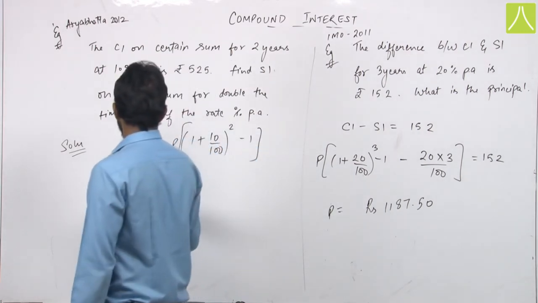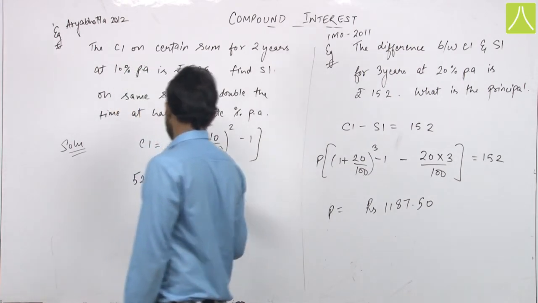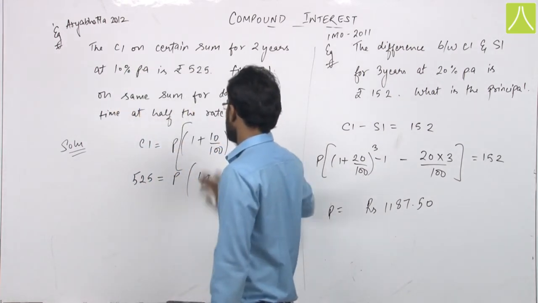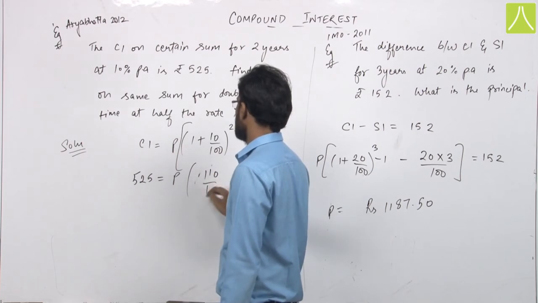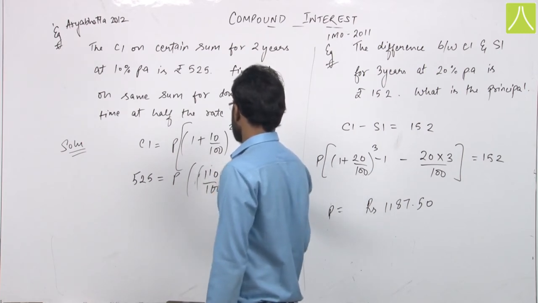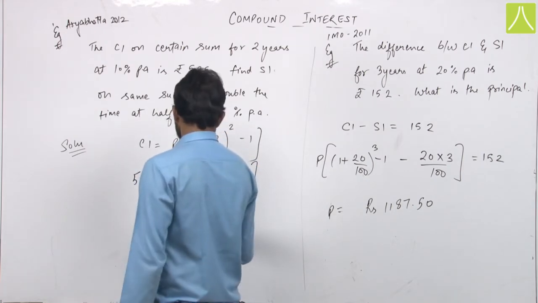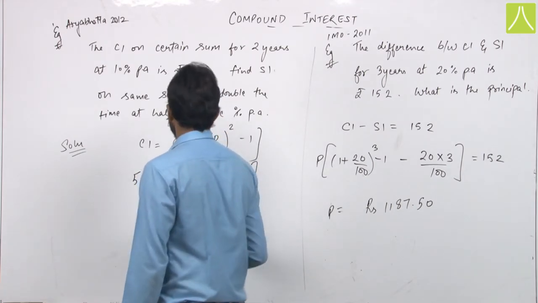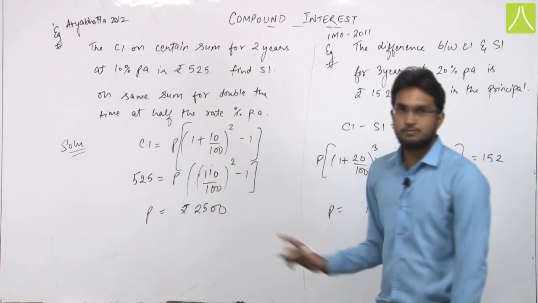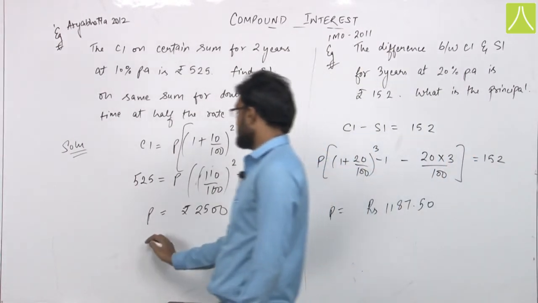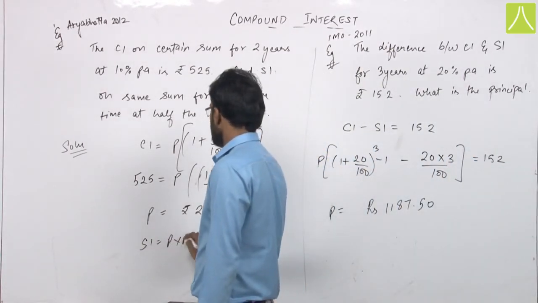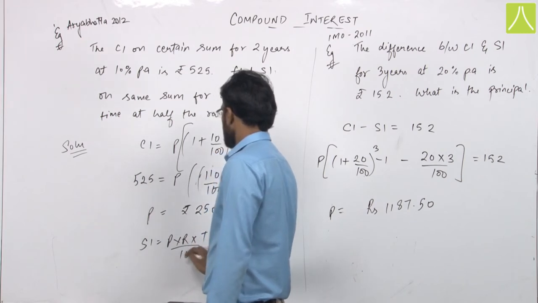Using the compound interest, which is 525, equals principal into the bracket. Solving this, you will get 110 divided by 100 whole square minus 1. The principal amount will become rupees 2500. Now we have to calculate the simple interest also for the same amount. The simple interest will be principal into rate into time divided by 100.